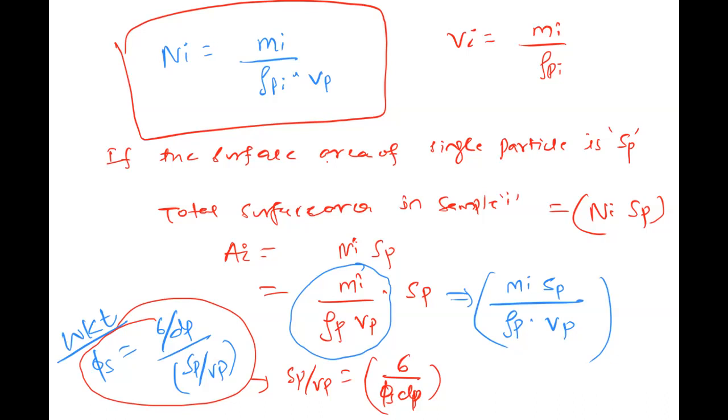Please note this down. Is it clear to all of you? Please cooperate with me. So Sp by Vp equal to 6 by phi s dp. Please note this down. So this is for a particular sample I. So we can write it is 6 by phi s dpi. No problem, I is your sample. So please note this down, or if you already noted, just inform me so that I will move to the next slide.